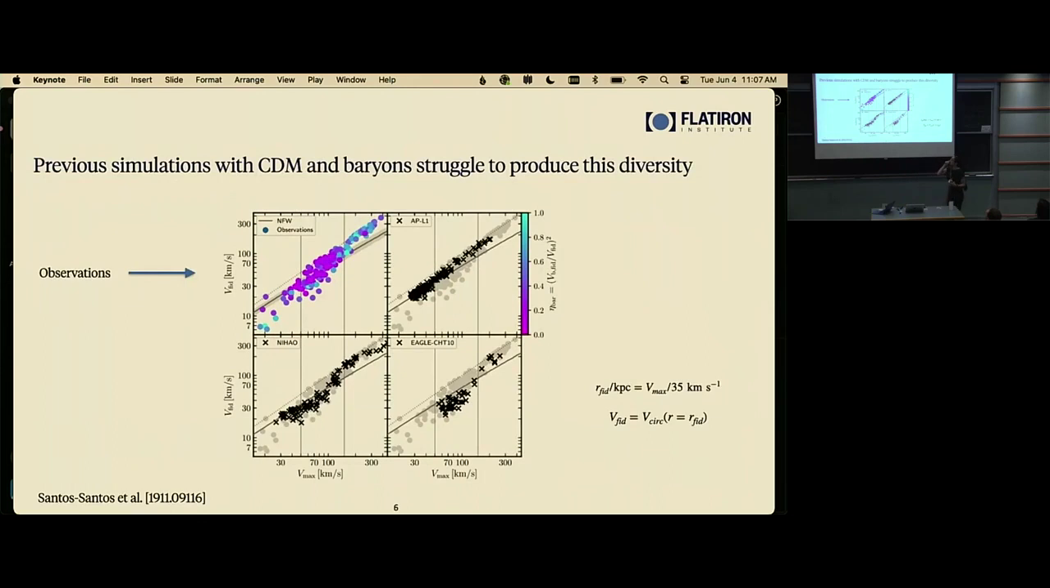Okay, so starting with the CDM case, this is again from Santos. This is the observations. But the point is that previous simulations with CDM and baryons have really struggled to produce this diversity in the VFID Vmax plane. So in APOSTLE, they have a low density threshold for star formation, so they don't produce cores. They're only producing these more steeply rising objects. In EAGLE, they have a high density threshold for star formation, and so they are able to produce these more core-like objects, but not the steeply rising objects. And the same thing happens in NIHAO. Below 100 kilometers per second, they're only producing these more core-like objects.